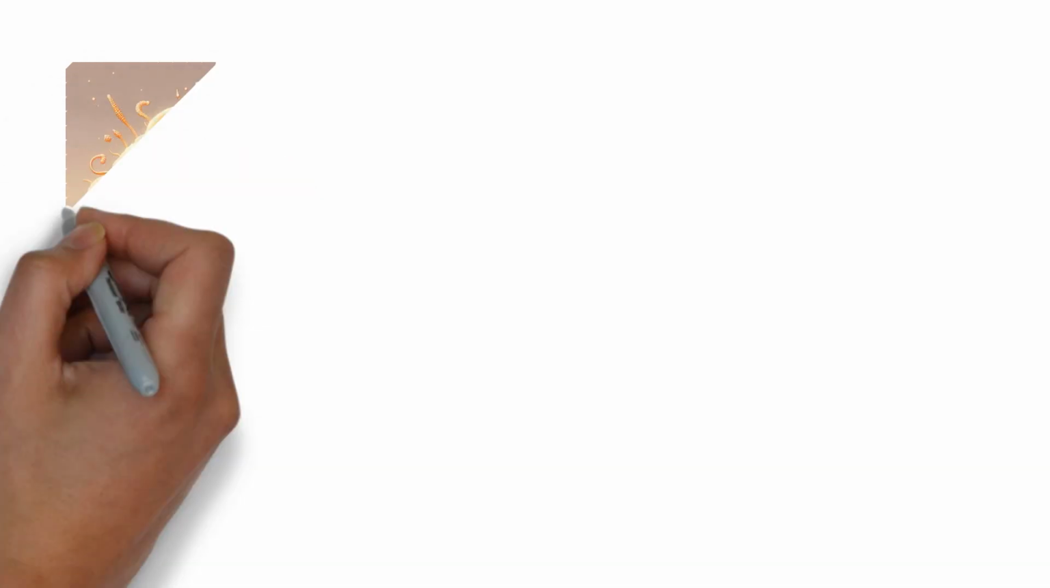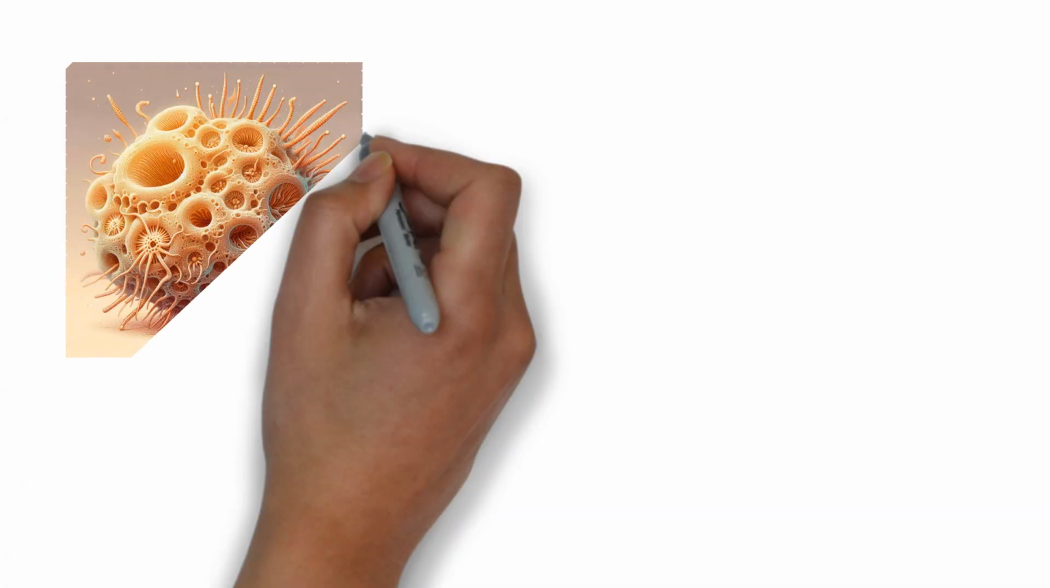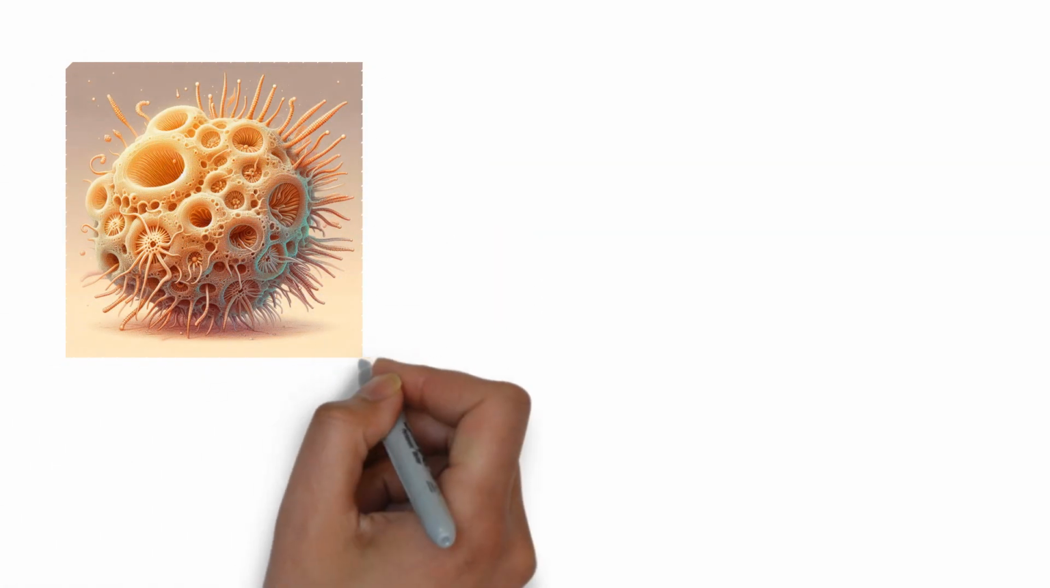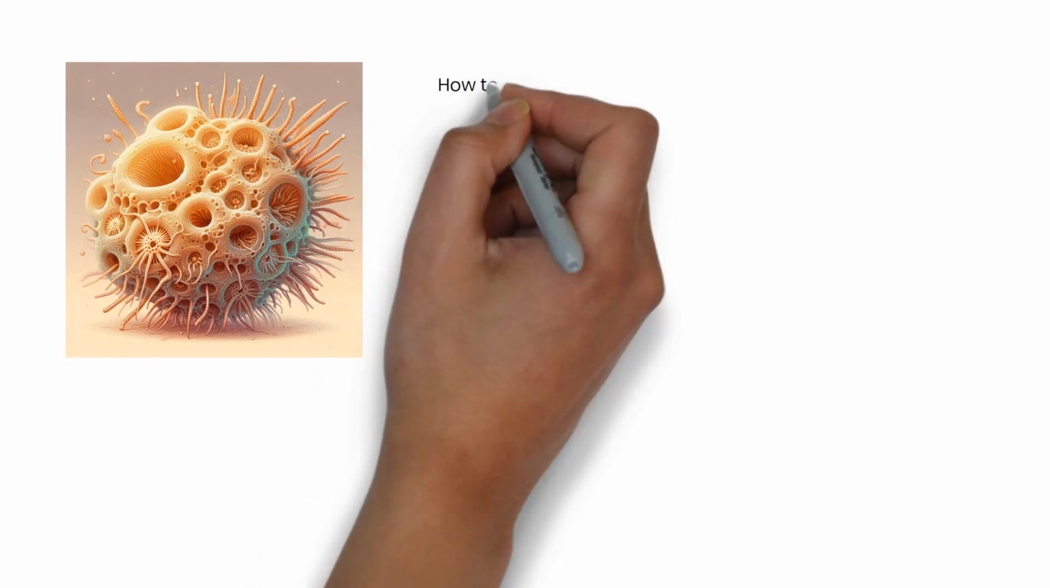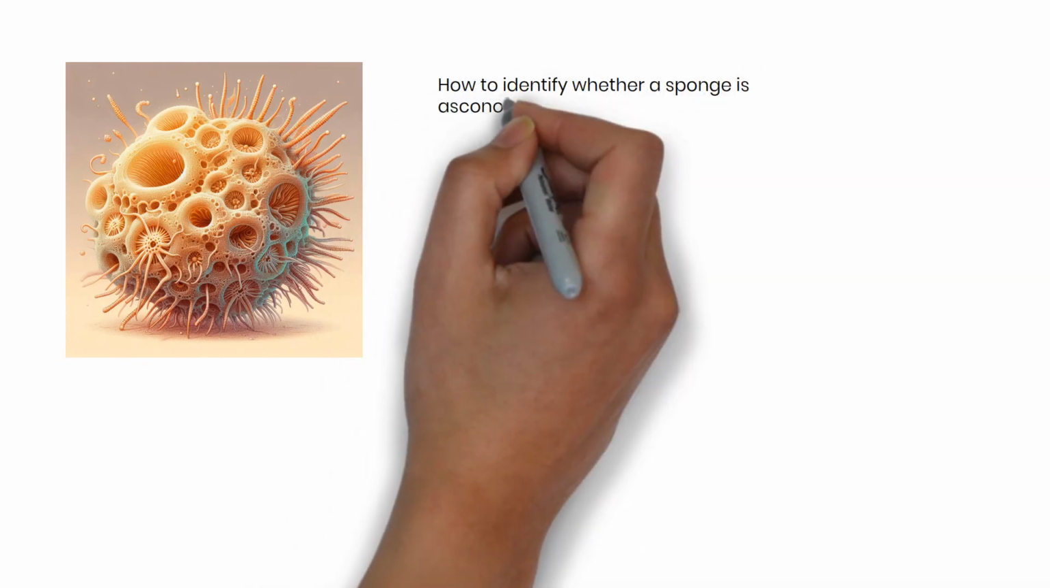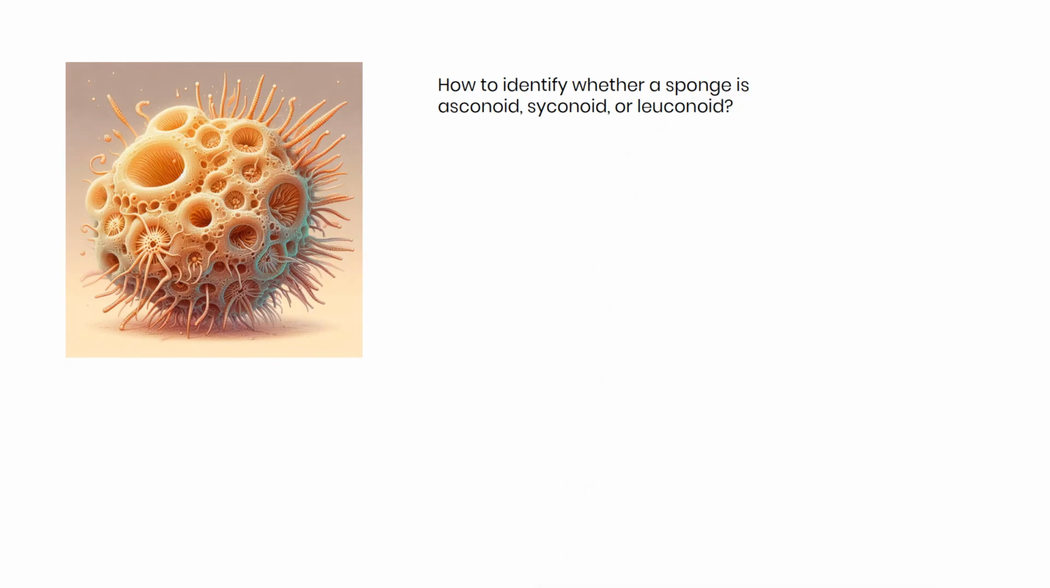Hello, everyone. Today we're going to explore one of the most common but tricky questions in sponge biology. How to identify whether a sponge is asconoid, syconoid, or leuconoid? And we'll do it using a real exam-style question.